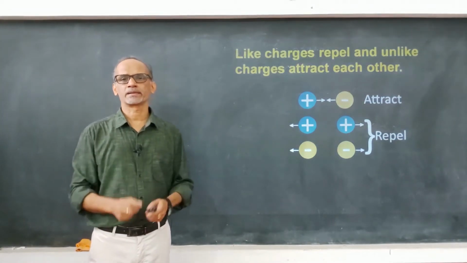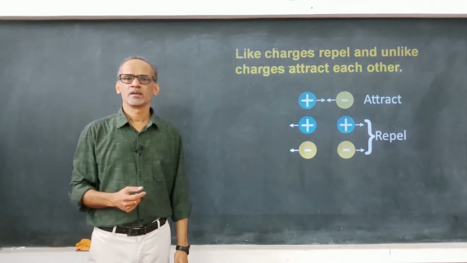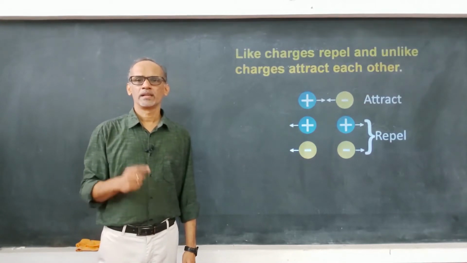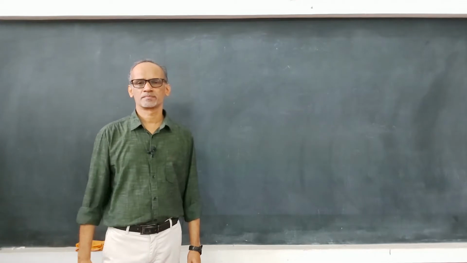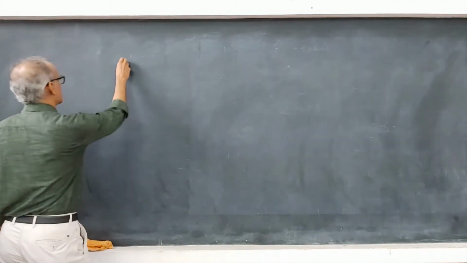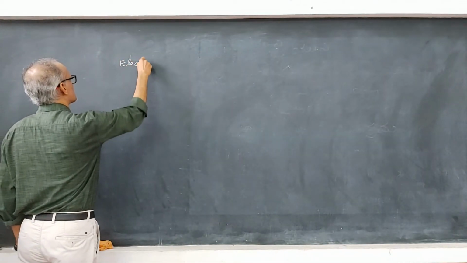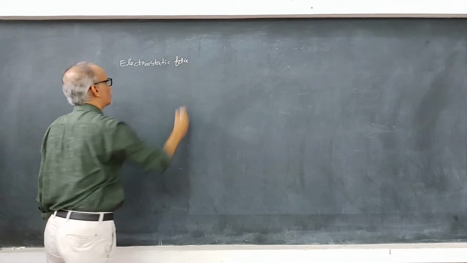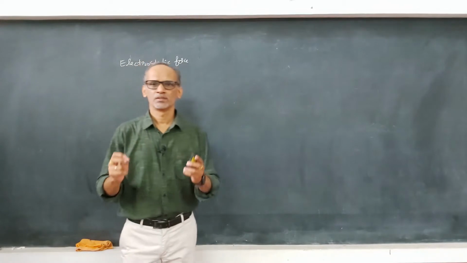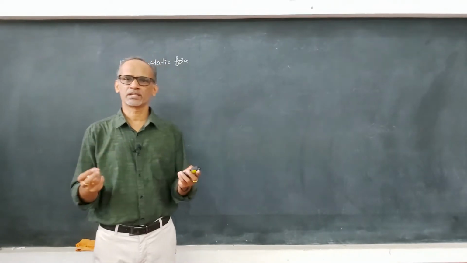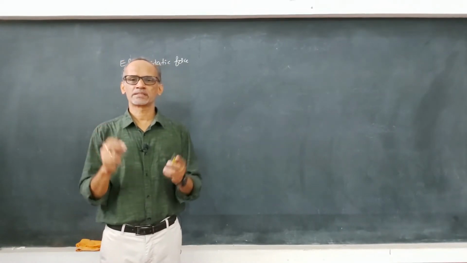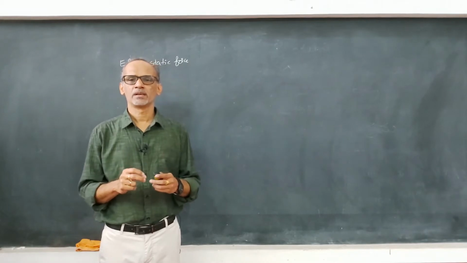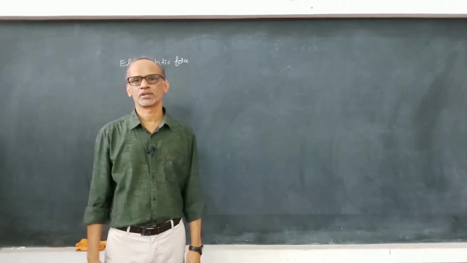Unlike charges attract each other with a force, and that force is called electrostatic force. Okay. So, we call that force as electrostatic force. So, electrostatic force acts between two charges, either like charges or unlike charges. If it is unlike charges, they attract each other, and if it is like charges, they repel each other.